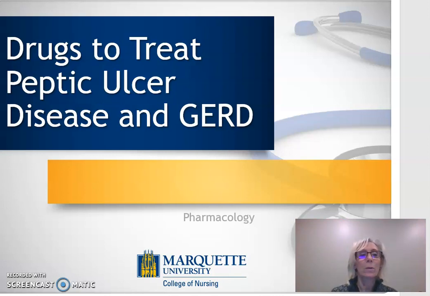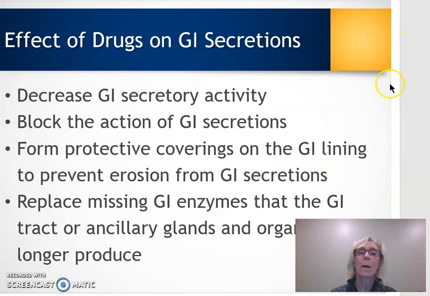When we're talking about drugs to treat peptic ulcer disease, one of the things we have to think about is what they are doing. If you remember, peptic ulcer disease is when you've got erosion in the lining of the stomach and sometimes in the intestines, and we need to protect that area from further injury. So with these drugs, we're going to decrease GI activity, secreting certain enzymes and substances that are injurious to the stomach. We're going to try and block those secretions.